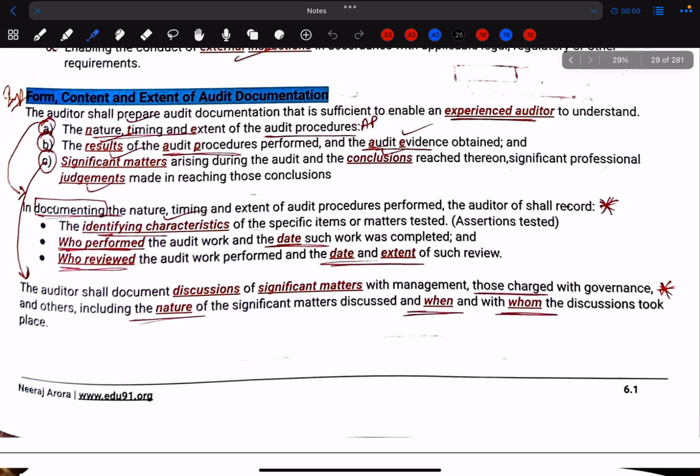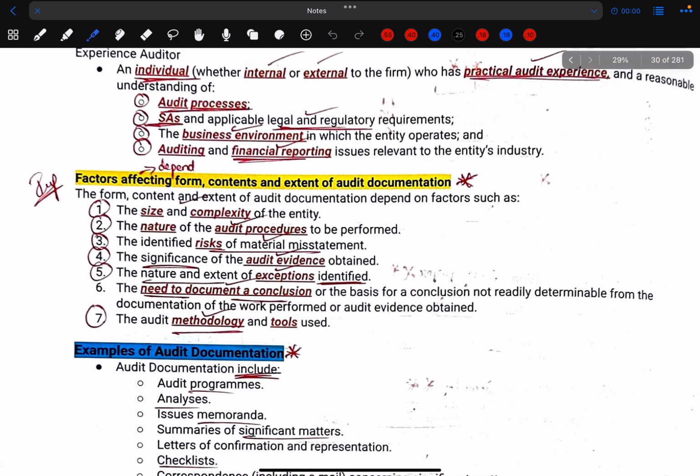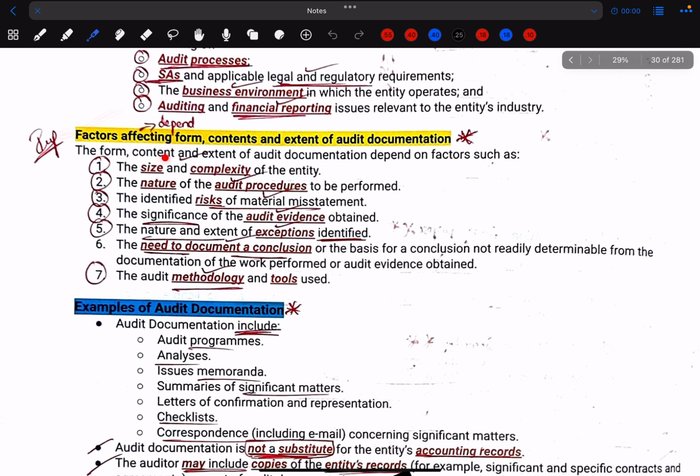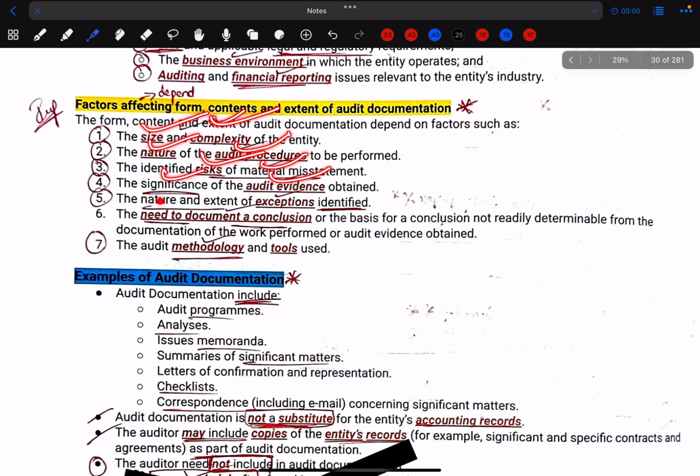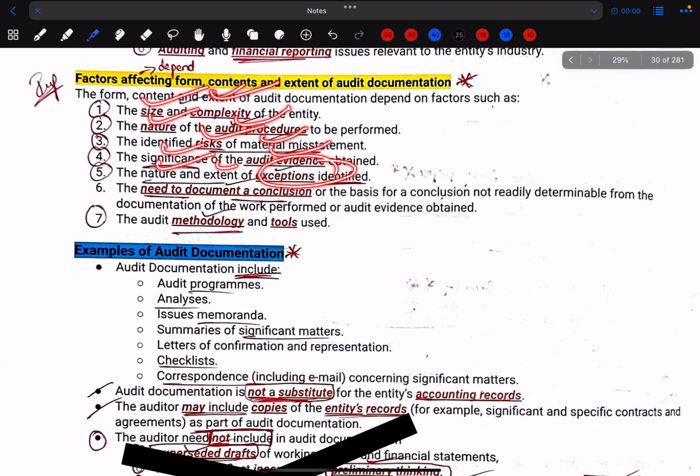So here they have asked form, content, extent. How does he have to prepare, and what are the factors that affect it? The first thing is size and complexity of the entity, the nature of the audit procedure, the risk of material misstatement, significance of audit evidence, nature and extent of exceptions identified, and need to document a conclusion, methodology, and tools used.